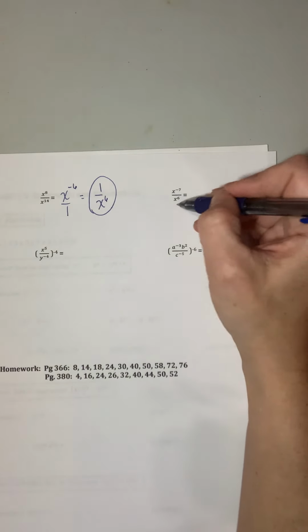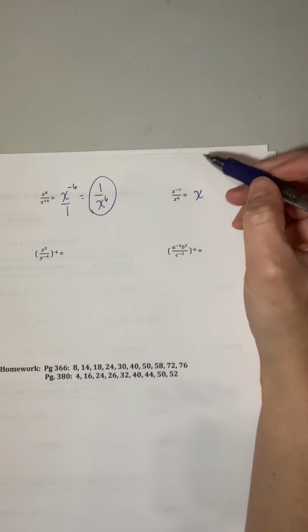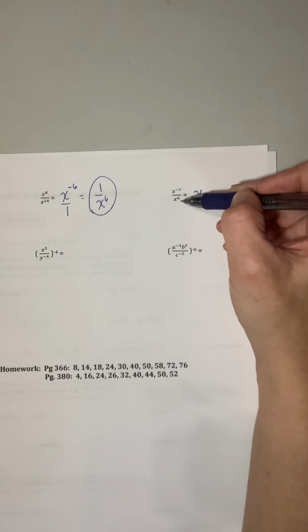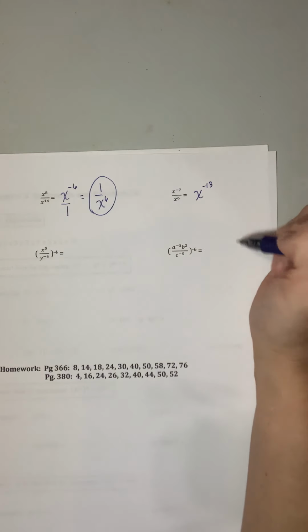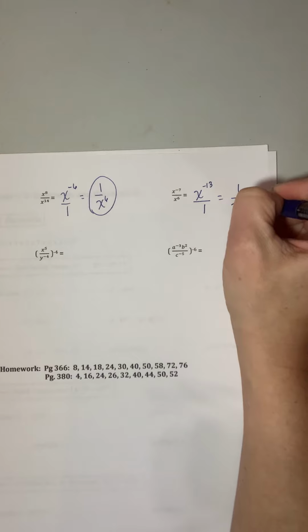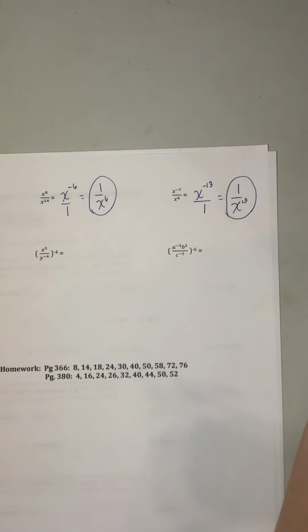Okay, so I have x and x, so I'll keep my x. Negative 7 minus 6 is negative 13. And because it's a negative, it needs to flip to become positive.